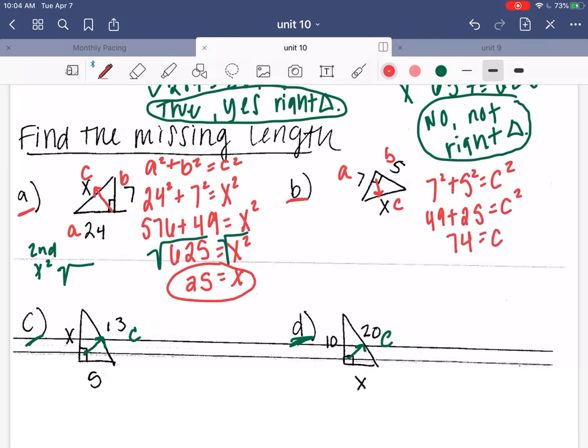74. And then don't forget to undo the squared. We're going to square root. Square root of 74 is 8.60, so 8.6 is my missing length.